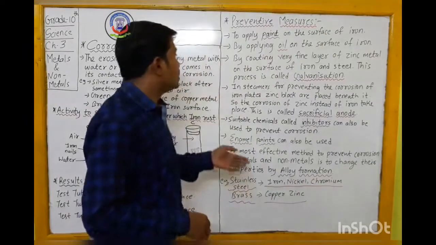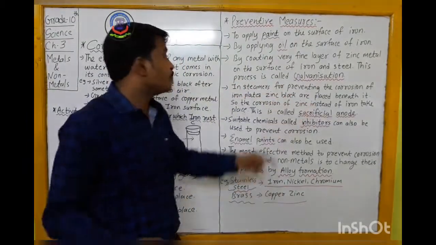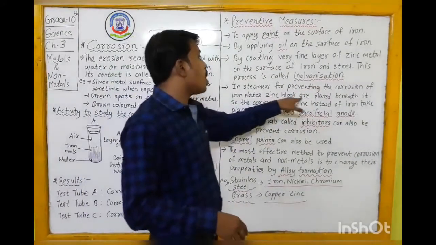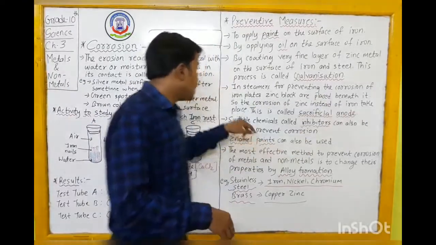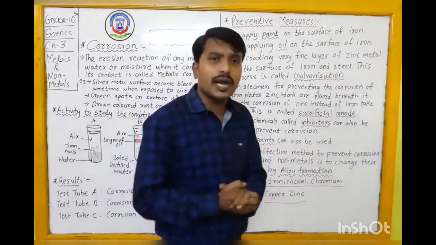Then next, dear student, is in steamers. जो बड़े-बड़े boats होती हैं ना, जहाज होते हैं ना, ships होती हैं, उसमें क्या होता है? For preventing the corrosion of iron plates, zinc blocks are placed buried deep, so the corrosion of zinc instead of iron takes place. This is for sacrificial anode. Now what is sacrificial anode, dear students?